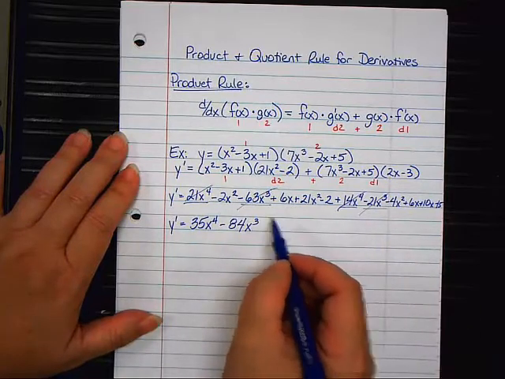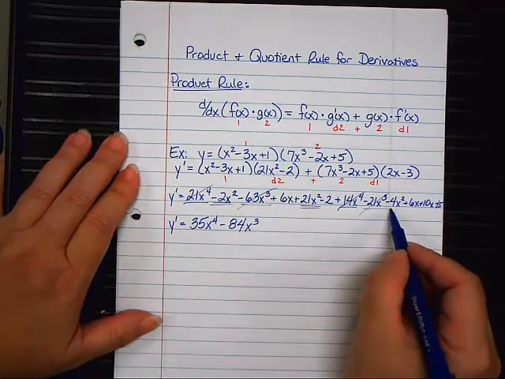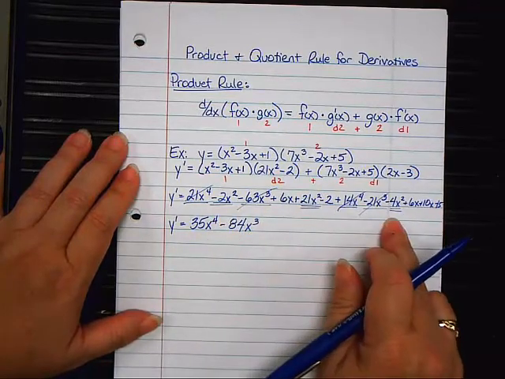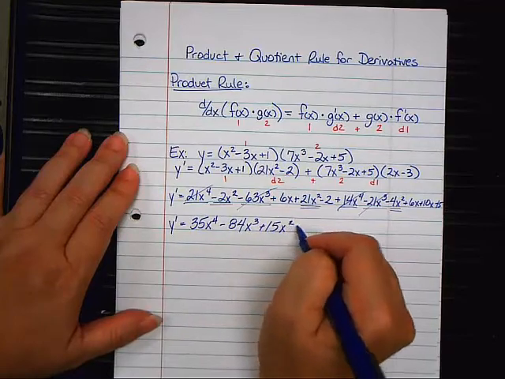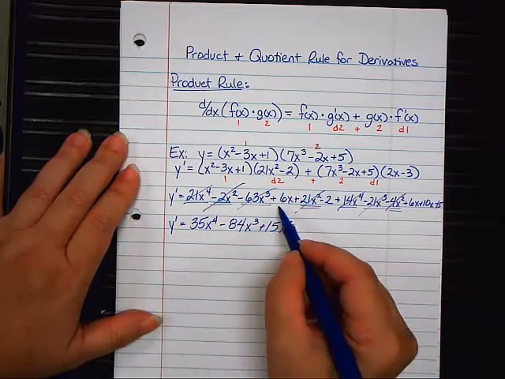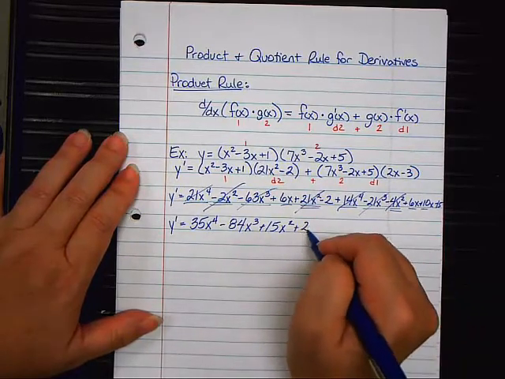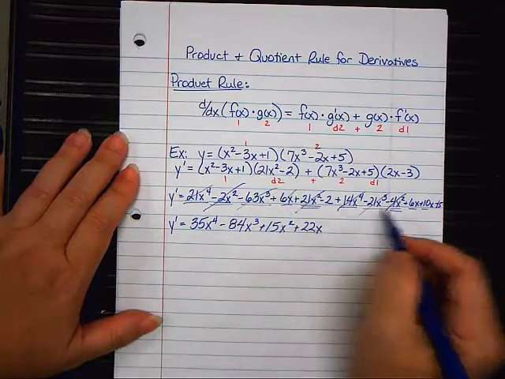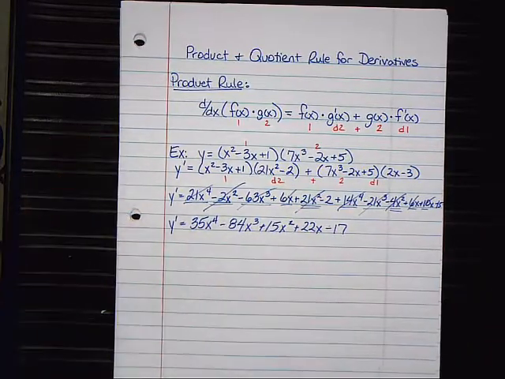X squared. Negative 2, 21, negative 4. So negative 2 and negative 4 is negative 6. Plus 21 is positive 15x squared. Mark those out. So 12x and 10x. 12 and 10 is 22. So 22x minus 17. And I'm done.